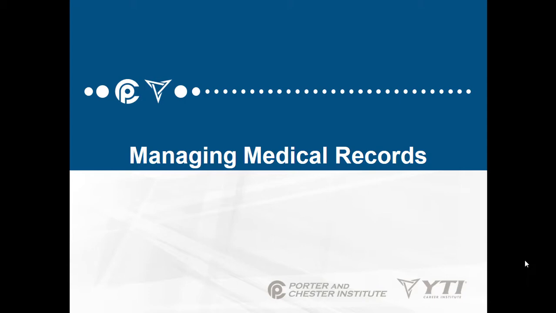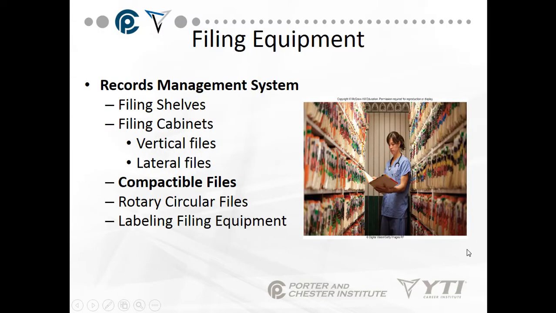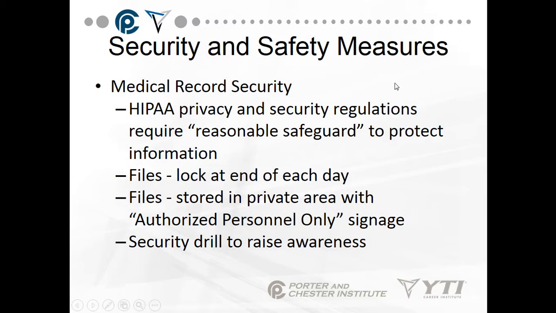Today's lecture is on managing medical records. Filing equipment for paper records is called a records management system. You have filing shelves and filing cabinets. In the cabinets, you can have either vertical or lateral files, and they can be both, as you can see from this picture. You can have compactable files, rotary circular files, and labeling filing equipment.